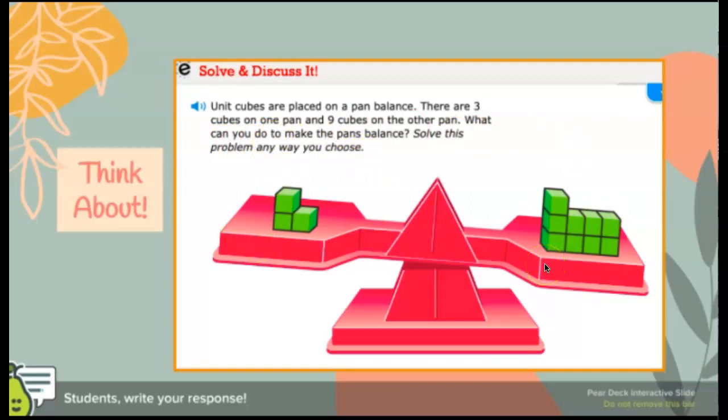So solve this problem in any way you like. I didn't ask you to write over here, I asked you to write on the other side. I'll give you 2 minutes to think about what you could do, whatever you think is a possible way to make it balance. All right?